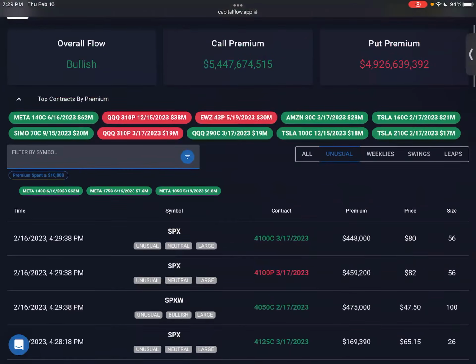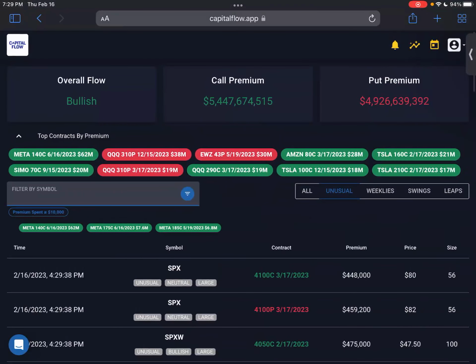But a sweep order just means it was one large order that was broken up into a bunch of smaller orders so that they can get filled quicker. So to put it simply, when you see a sweep order, that just means there was a sense of urgency to get in that trade. They wanted to get in as soon as possible. They didn't want to wait. They didn't care what the market was doing. They didn't want to wait for it to come up or down a little bit more. They just wanted to get in right now.